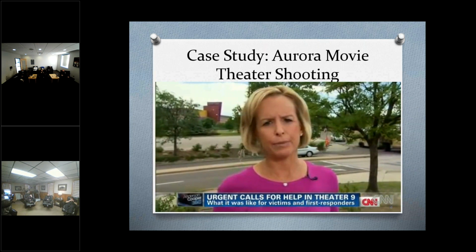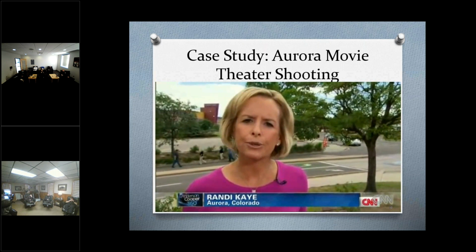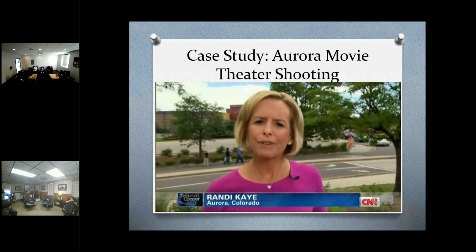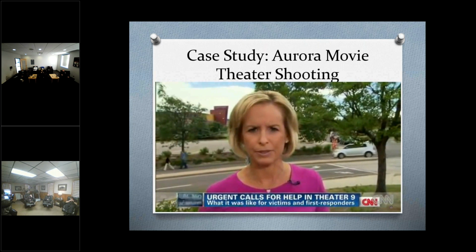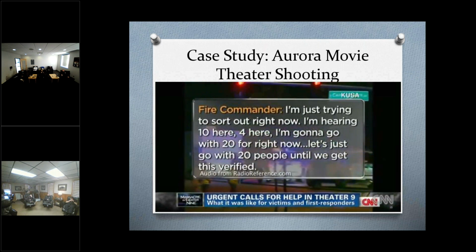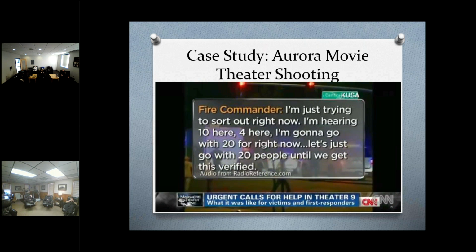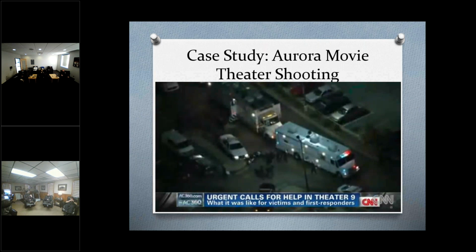Dispatch tapes also indicate a breakdown in communication between police and fire. Police clearly knew there were dozens shot, but a fire commander tells dispatch there are perhaps just 20 victims. Do we have an approximate patient count at all? I'm just trying to sort out right now. I'm hearing 10 here, 4 here. I'm going to go with 20 for right now. Let's just go with 20 people until we get this verified.